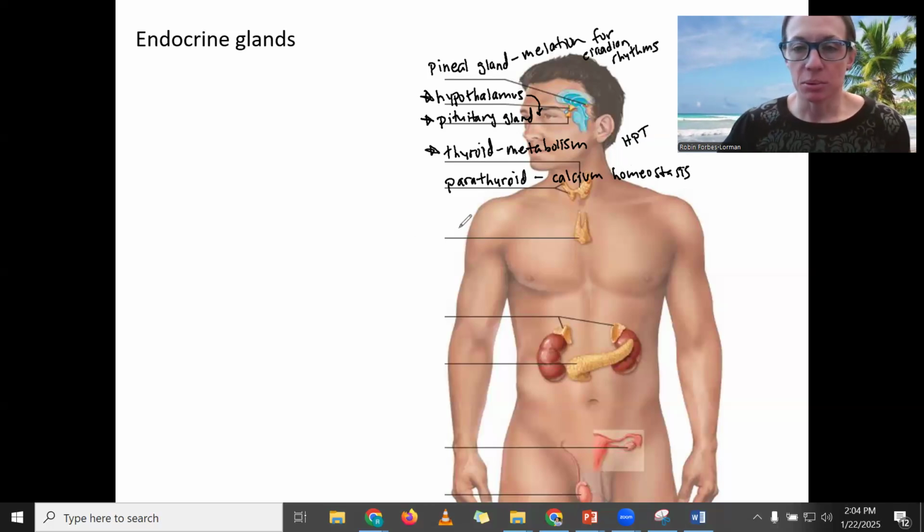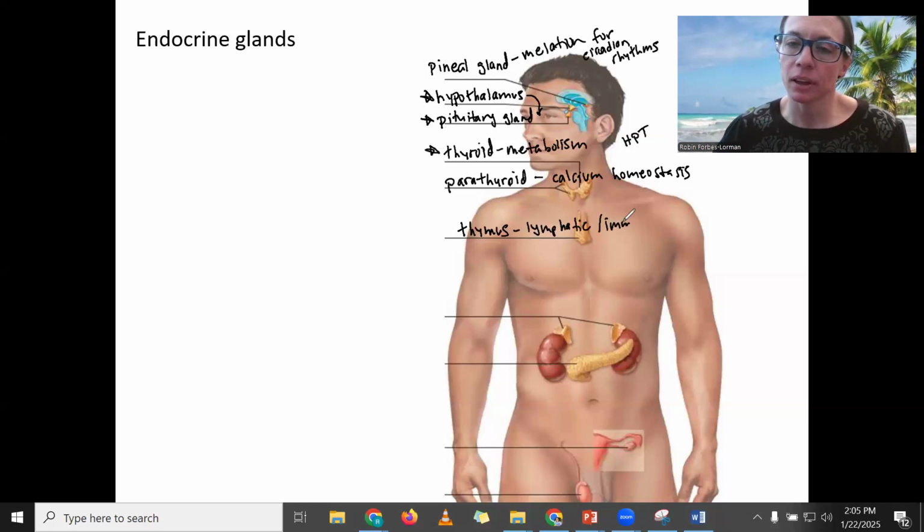Okay, this one down here is the thymus. We won't talk about it a whole lot. It's endocrine and also has lymphatic or immune function. So definitely an opportunity for extra credit if you want to read more about this gland.